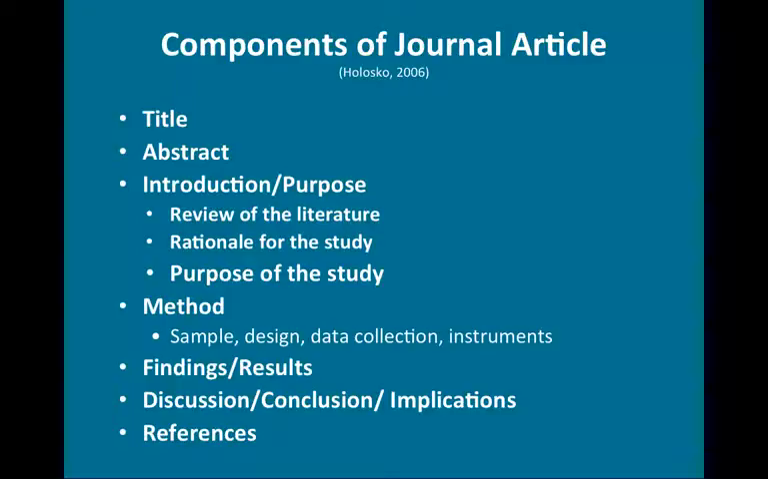Then they go on to talk about the methodology, what was done, how the data was collected, the sample size, instruments used. And then, of course, the findings and the results, a lot of statistical stuff going on there. And then the discussion, which is the interpretation of the findings, and perhaps implications or ideas for future research. And then usually there should be an extensive reference page. So as you're pulling journal articles, this is the format that you should be seeing.